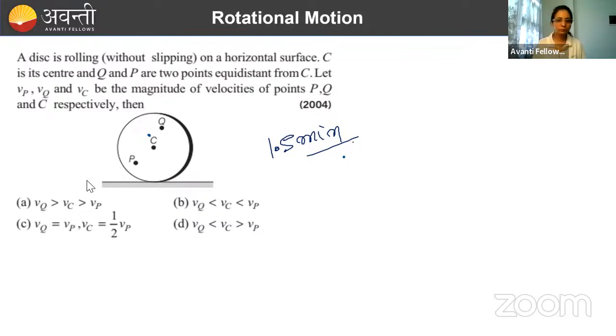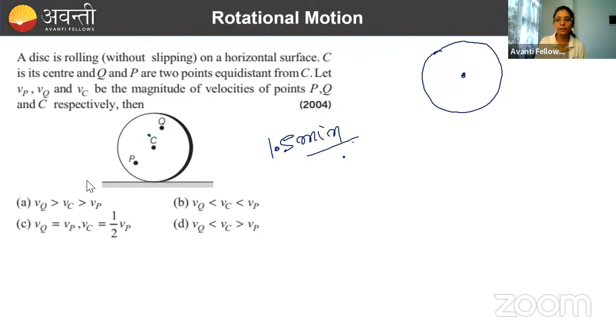Done. What happened? There is nothing much to do here. Why is everyone getting C, I don't know, it won't come C actually. What's the thing in rolling actually? In rolling, the body will have both translation and rotation. So at any point, if you have to calculate the velocity, you will see that point has velocity because of rotation in what sense and because of translation in what sense.